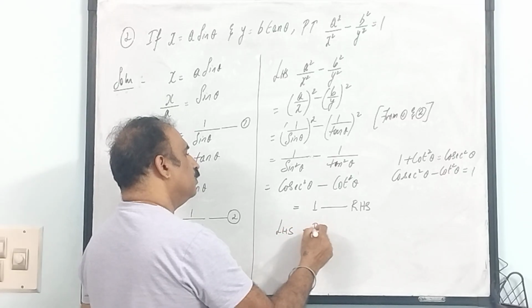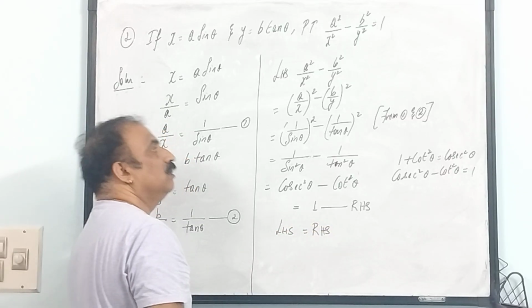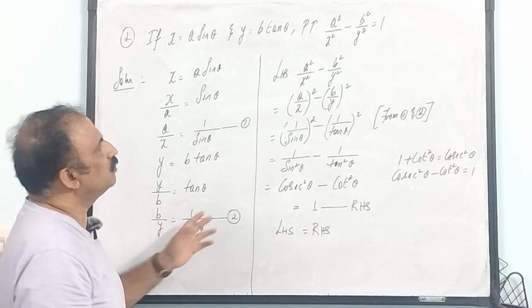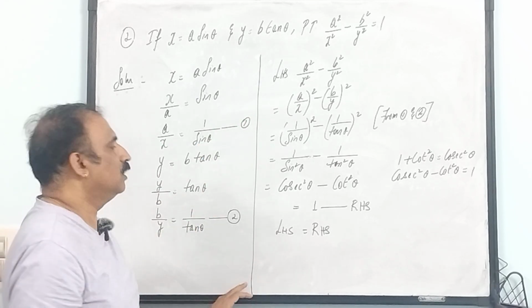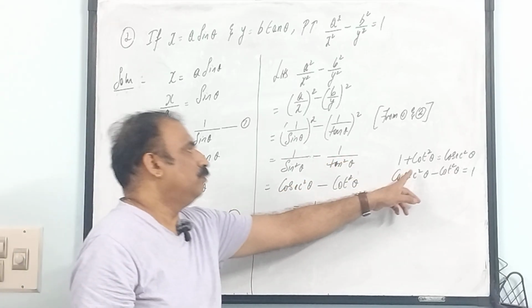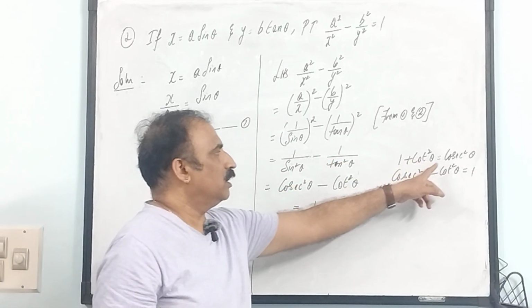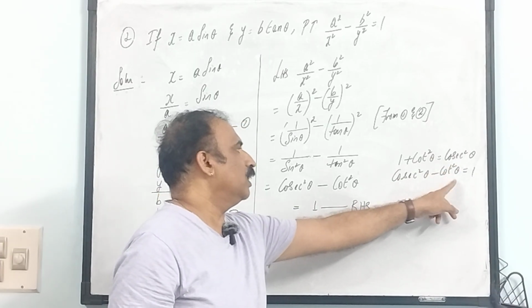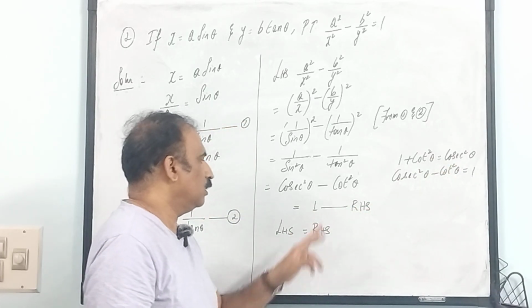So these are certain problems where certain conditions will be given. Take up the condition, you are going to use it in the problem in certain ways according to the requirement, and then we get into LHS equal to RHS. We have used the identity 1 plus cot square theta is equal to cosecant square theta. When you shift it, cosecant square minus cot square is going to be equal to 1.